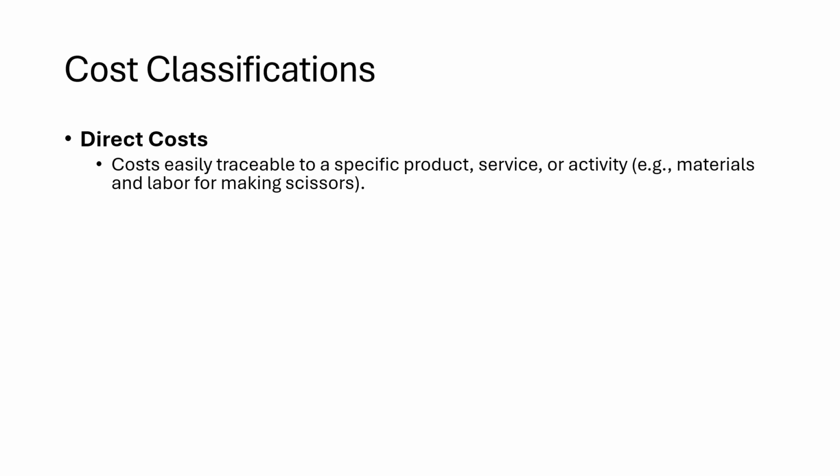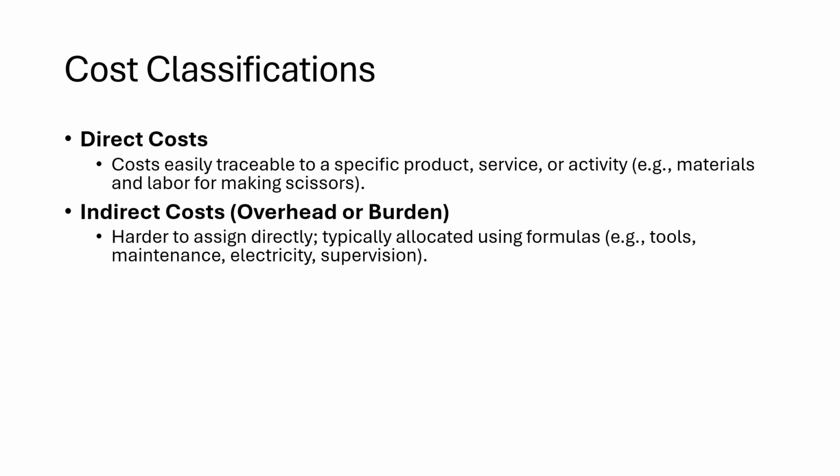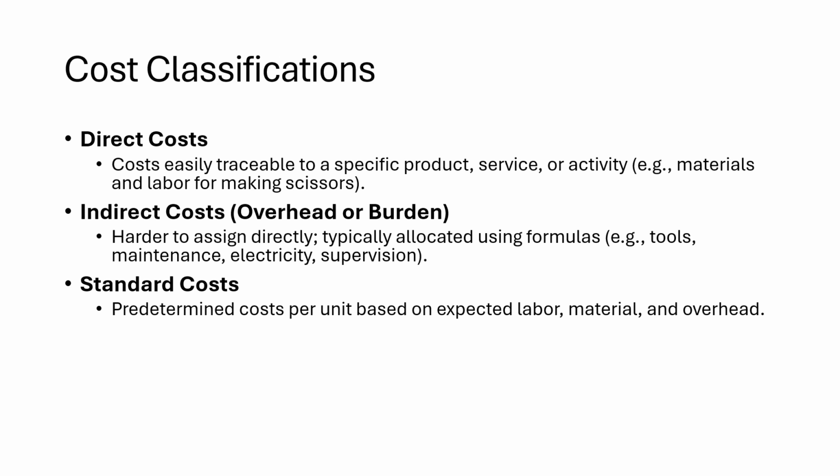Direct costs are usually traceable to a product, service, and activity level. However, indirect costs, for example, tool wear, the tools that you use to fix the vehicle, it is difficult to know how much tool wear was caused by this particular vehicle fixing or something like that. That's why it's indirect. Standard cost is simply a kind of estimated cost.